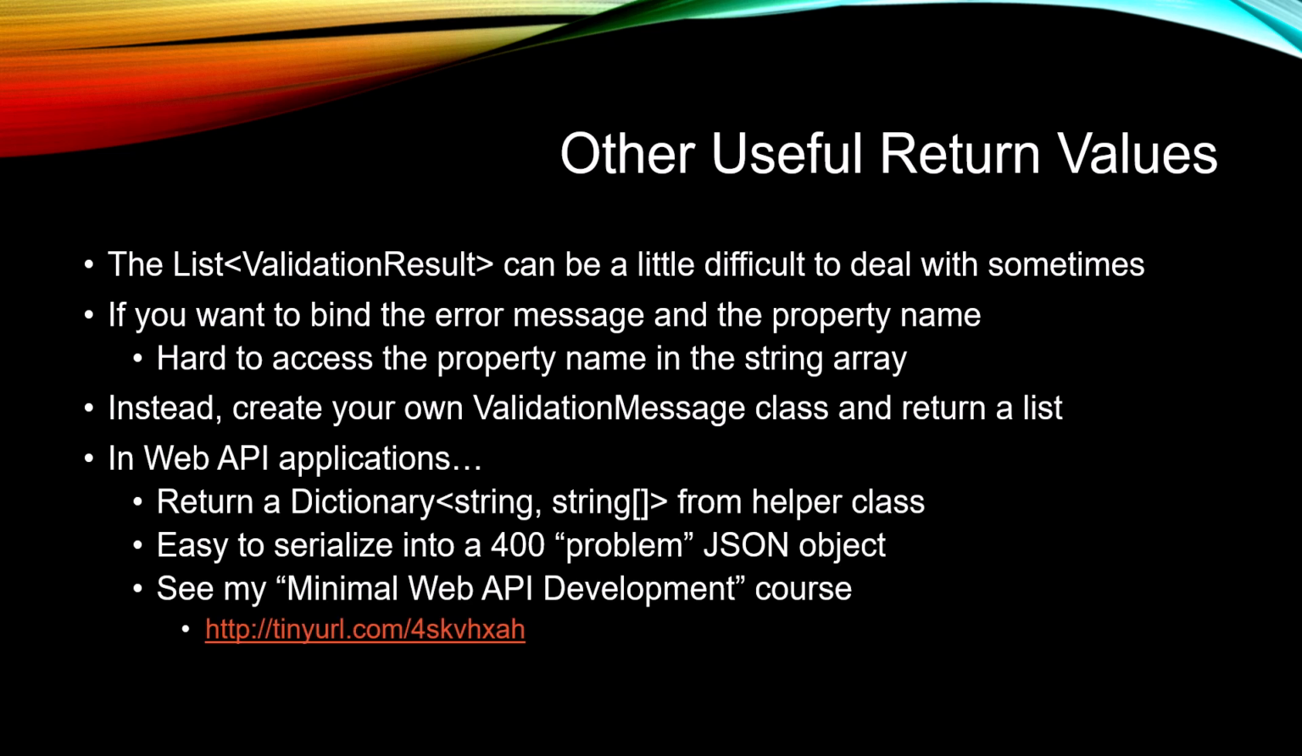Also, in web API applications, you may want to return a dictionary of a string and a string array, so it kind of matches the validation result. But the reason you do that is because, especially in the minimal web API, it's easy to serialize a dictionary like this into a 400 problem JSON object. There's an actual method that you can call to create this problem, which is a return that people know about for validation errors. For more information on this, see my minimal web API development course.